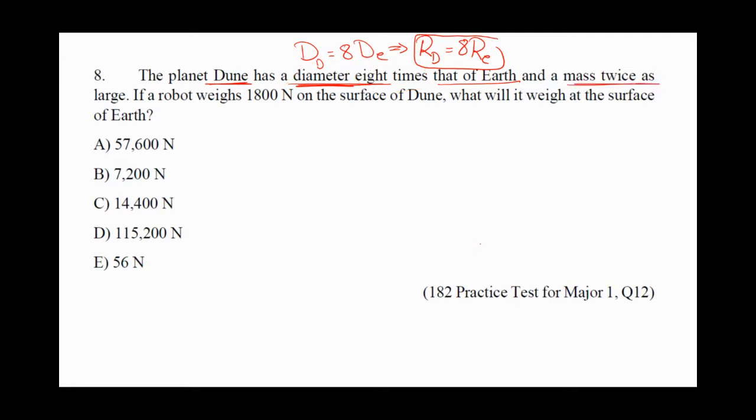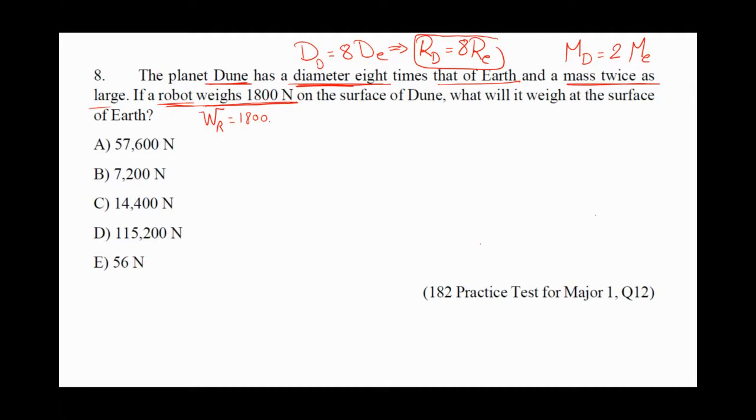Also, the mass of Dawn is twice, twice as large. So also I have another relation. The mass of Dawn equals 2 times the mass of Earth. If there is a robot, its weight is 1800 Newton. So the robot weighs 1800 Newton. So this is the weight of the robot.